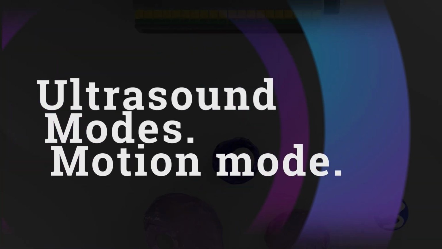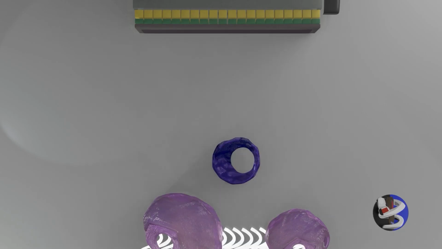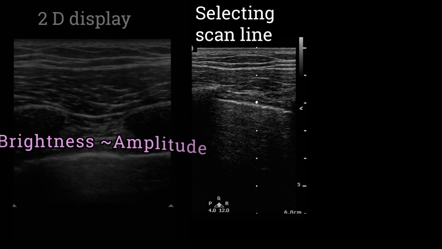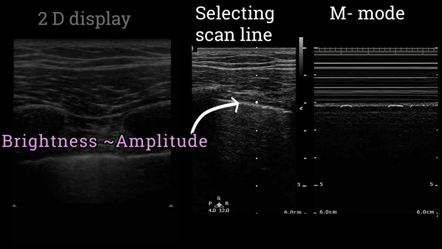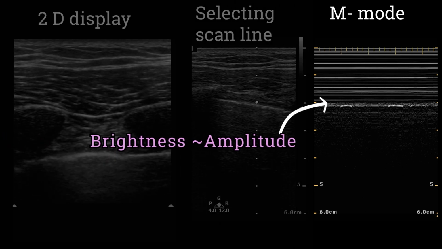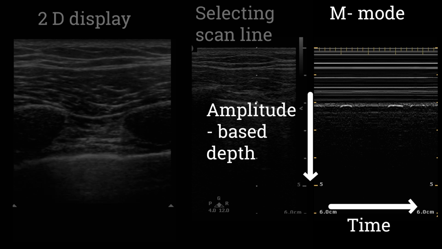M mode. The best temporal resolution is obtained when a single scan line is used to emit and receive. We do this by stimulating one of the piezoelectric elements and not all of them. Motion or M mode does this. If reflection occurs, the signals that we receive are displayed as dots, with their brightness being proportional to the amplitudes of the reflected waves. This is what we see on the display on the y-axis, while the x-axis displays time.